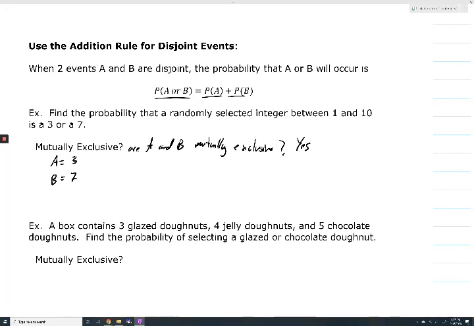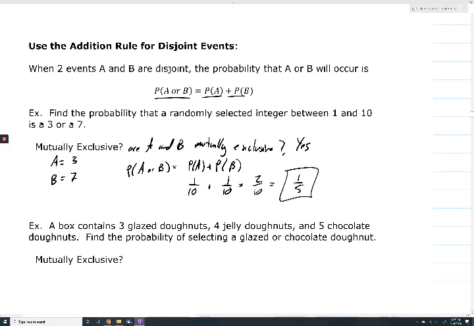So then if we're trying to find the probability of A or B, we take the probability of A and add it to the probability of B. So how many different ways can you get a 3? One way. How many different ways can you get a 7? Also one way. And so that gives us 2/10. And we always reduce. And so our answer is 1/5.